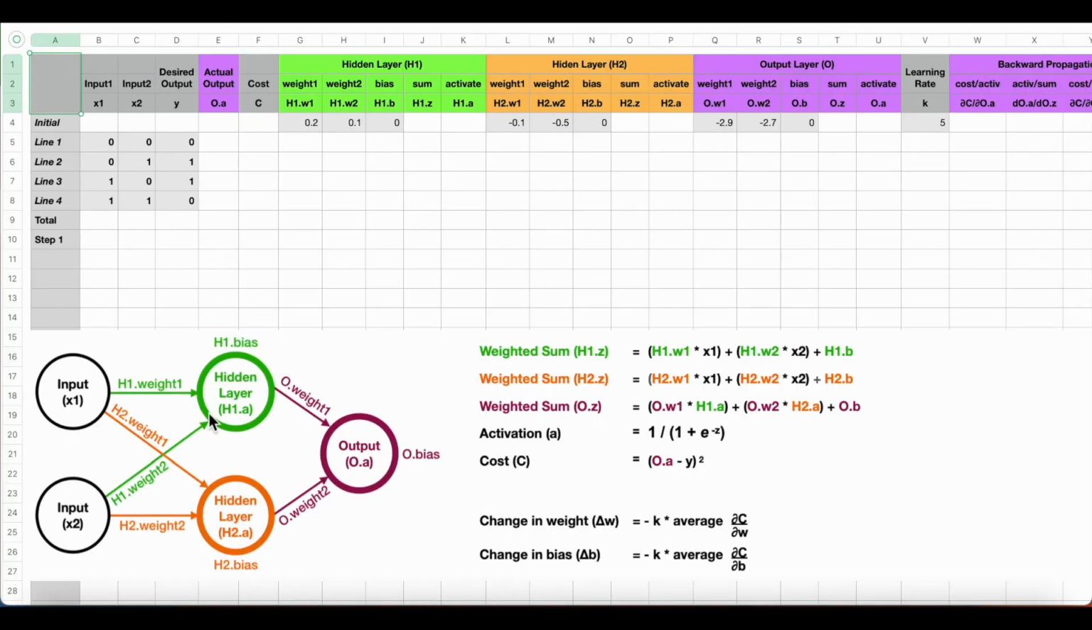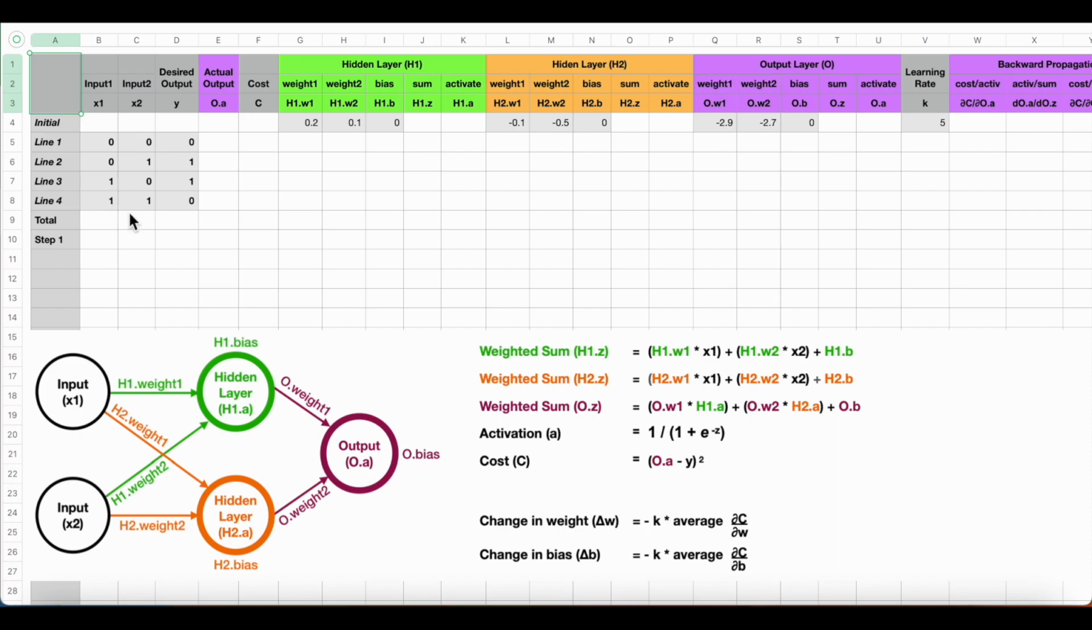This is the neural network that we want to create. I've color-coded it to make it easier to follow along. H1 is in green, H2 is in orange, and the output layer is in purple. I've used those same colors for the formulas, and I've also set up the headings using the same colors. You can download this blank spreadsheet from the link in the comments.